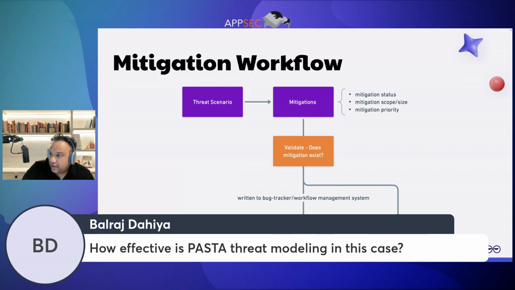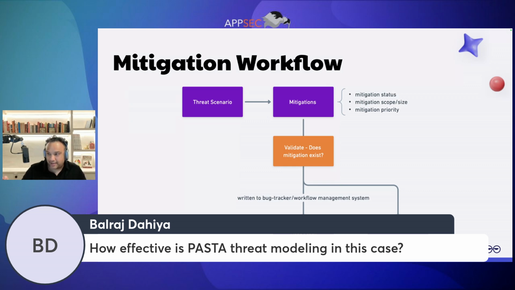All right. I have another question. How effective is PASTA threat modeling in this case? Now, PASTA is an approach. PASTA is a system threat modeling framework, so first of all, I just want to be clear about that. It's not an agile threat modeling framework, and it's not meant to be for stories. PASTA is meant for full systems. I would say it's a full-fledged risk management framework of sorts. It not only requires you to do threat modeling, it also requires you to do vulnerability analysis, then validate the threat model, and then come up with a risk ranking and acceptability criteria.